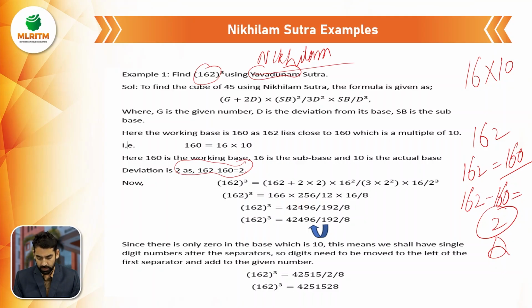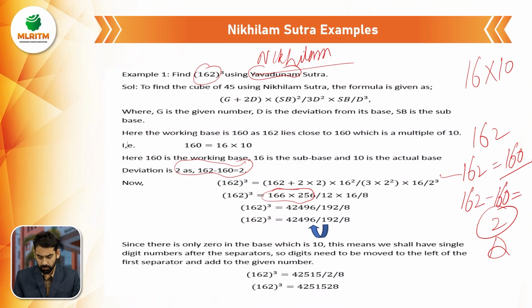Now here we see 162 plus 4 is 166, and 16 square is 256, slash, this is 12 and this is 16, then we have the cube of 2, that is 8. After calculating this multiplication, you can use Vedic techniques to calculate this multiplication as well, to make things easier. We will not dive into the deeper details as we are running short of time. So you can use even Vedic techniques to calculate this multiplication over here.